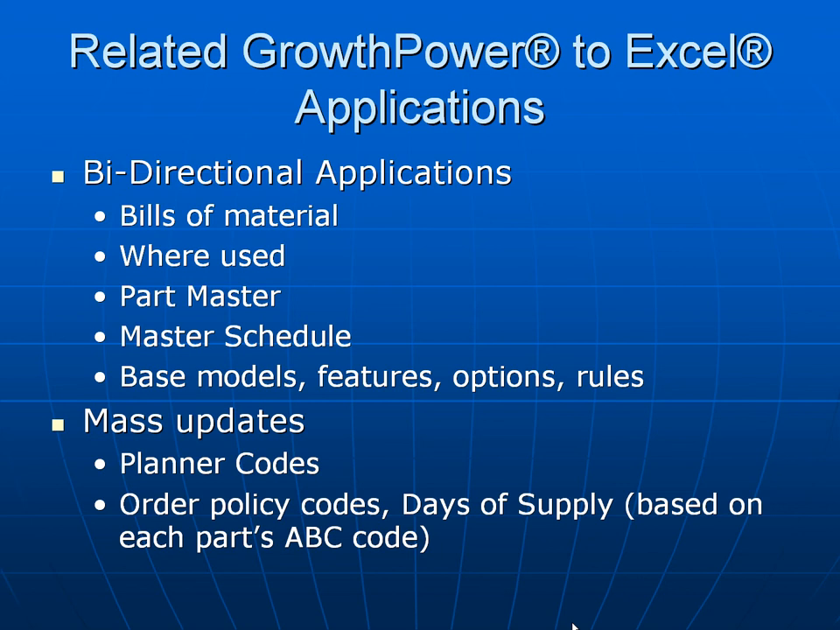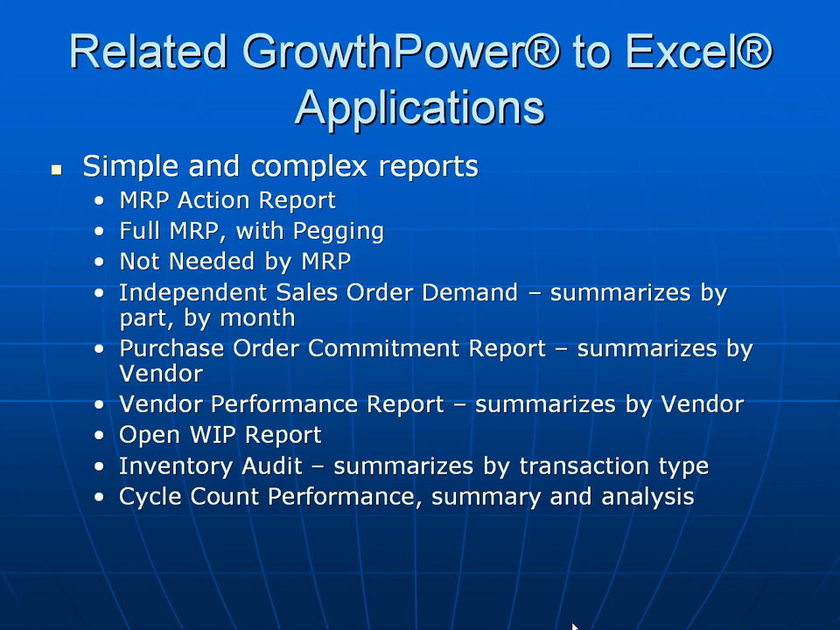This type of bidirectional update for Growth Power is available not only for master schedules, but for bills of material, for single item where used, for part masters, and for product configurator base model features, options, and rules. Other mass updates are available as well. Similarly, there are processes where we can take standard Growth Power reports, like you see on the list in front of you on the screen, turn those into Excel compatible reports, and generally add significant functionality to those reports far beyond what was available in the original report in Growth Power.